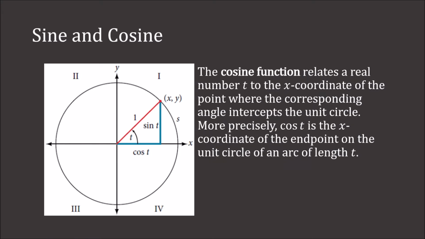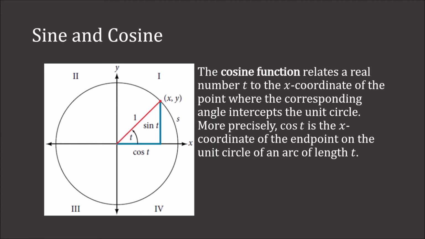The cosine function relates a real number t to the x-coordinate of the point where the corresponding angle intercepts the unit circle. So more precisely, cosine of t is the x-coordinate of the endpoint on the unit circle of an arc length of t. Right, so again, this is the angle t. This is the terminal side. That radius intersects the unit circle at point x y. So the cosine of that angle is this x-coordinate right here.